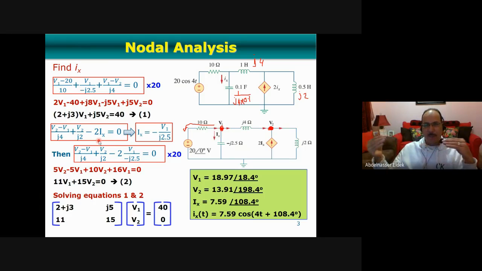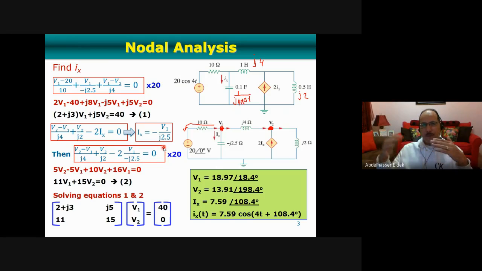Here we notice that we have a dependent source, which is 2Ix. So we have to get rid of this Ix. So we look for Ix in the circuit. Here's Ix, this one here. So Ix is V1 divided by negative J2.5. Then we can substitute for Ix here. Then in this case, we'll have two equations in V1 and V2. We need to work on this to find the voltage V1 and the voltage V2. After we substitute for Ix, this will be the second equation. Okay, so we have these two equations now, this one and this one.